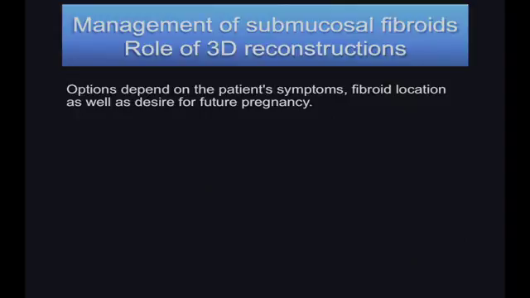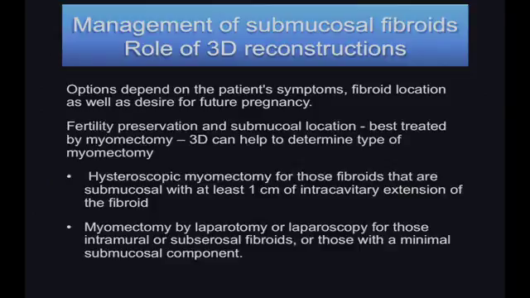So let's just talk a few minutes about the management of submucosal fibroids and what the role of 3D reconstructions would be. The options for management depend on the patient's symptoms, fibroid location, and desire for future pregnancy. In a patient who desires fertility preservation and there's a submucosal location, the fibroid is best treated by myomectomy. And 3D can help us determine the type of myomectomy that needs to be performed.